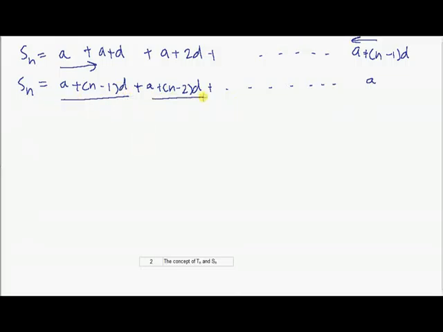I'll take the last term and the first term and add them. What will I get? 2a plus (n minus 1)d. Correct? Okay. Now I'll take the first term and last term, add it. I'll again get 2a plus (n minus 1)d. Funny, isn't it? Now I'll take the second term and the second last term. That is a plus d, the second term. The second last term is a plus (n minus 2)d.